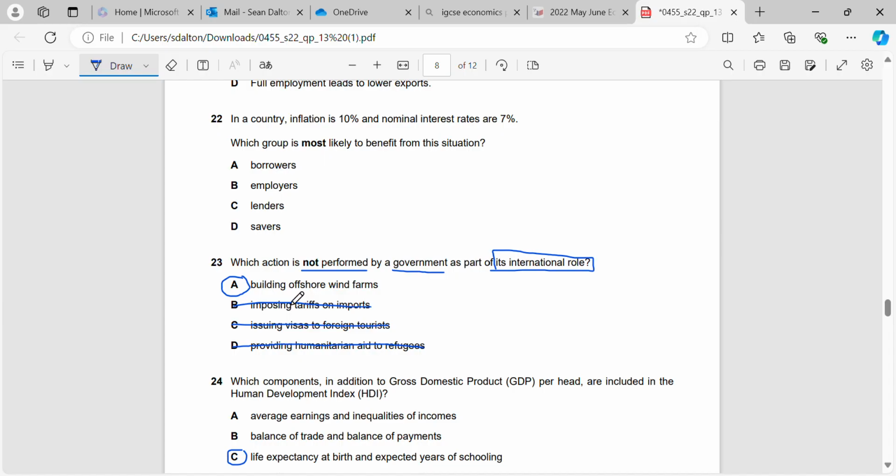Why? Because if it's offshore, the benefits that would be obtained by wind farms would not be received by the people, whereas tariffs on imports is, in their eyes, a benefit they can provide to domestic firms and domestic consumers, etc., more domestic firms, as well as humanitarian aid and issuing visas.